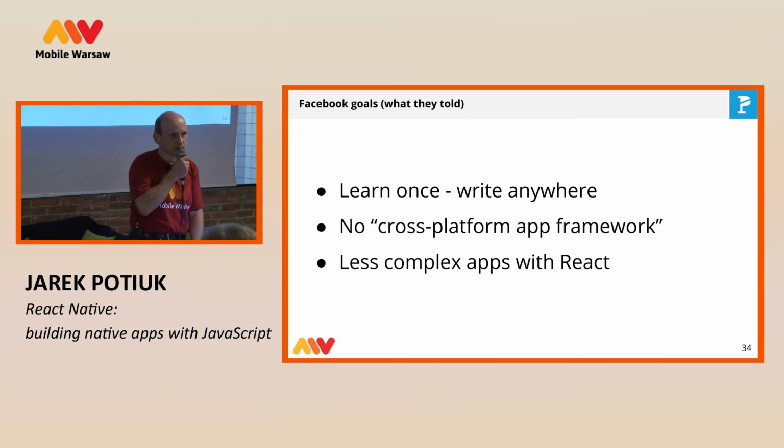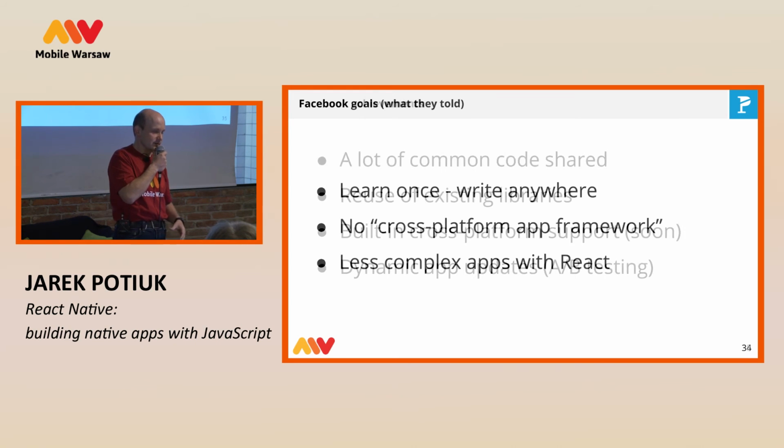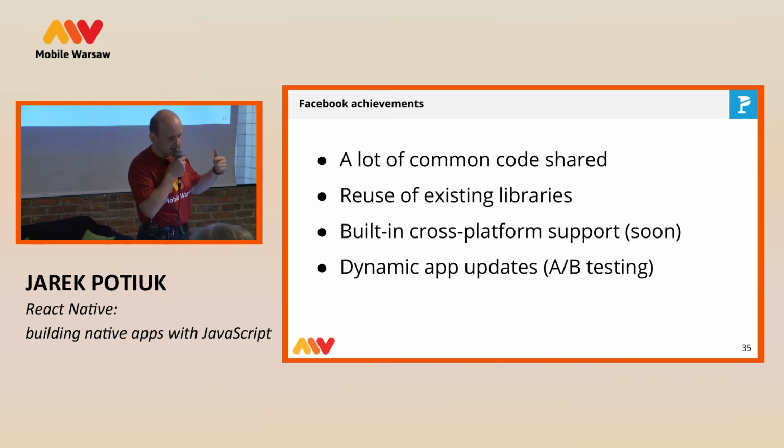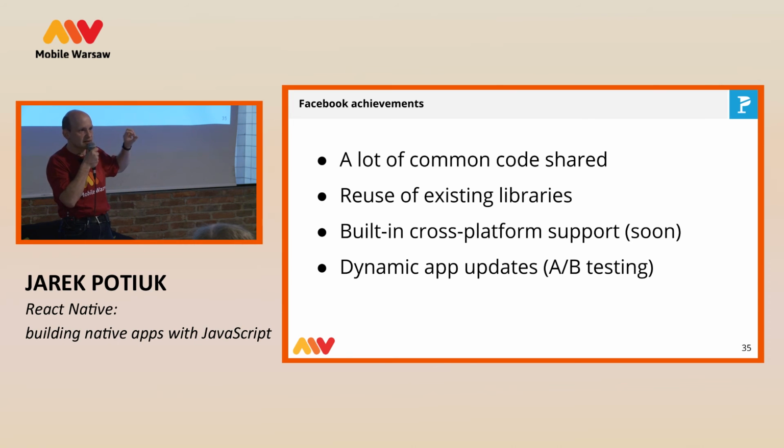And also, their goal was that applications are less complex, because React is actually quite good for their approach and makes applications less complex because of this componentization, because it's focusing on small pieces of code at a single time. What they actually achieved, additionally, is that they shared a lot of code. I think they said 60–70% of code between those two applications for iOS and Android is shared, which is a lot. They could reuse existing libraries.